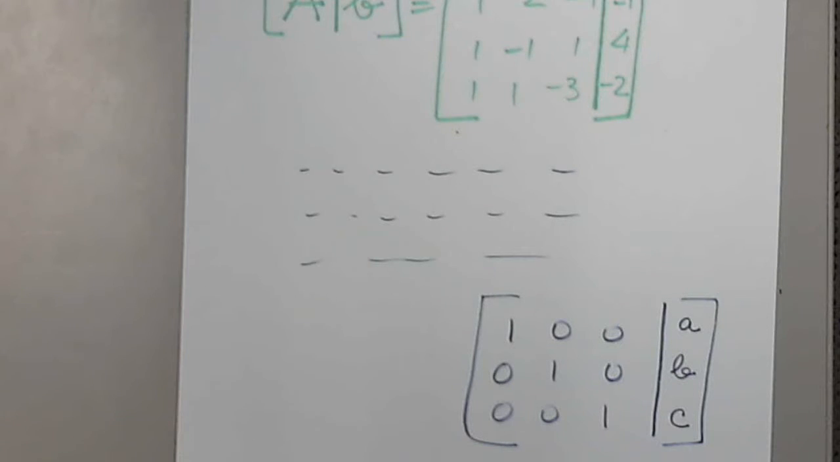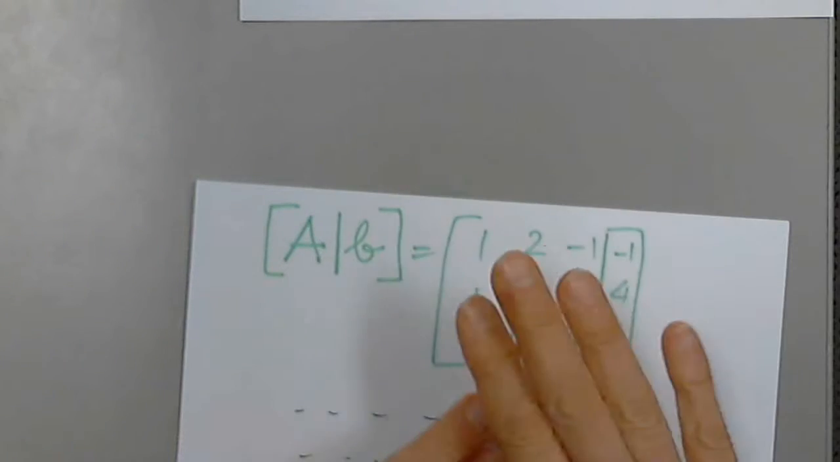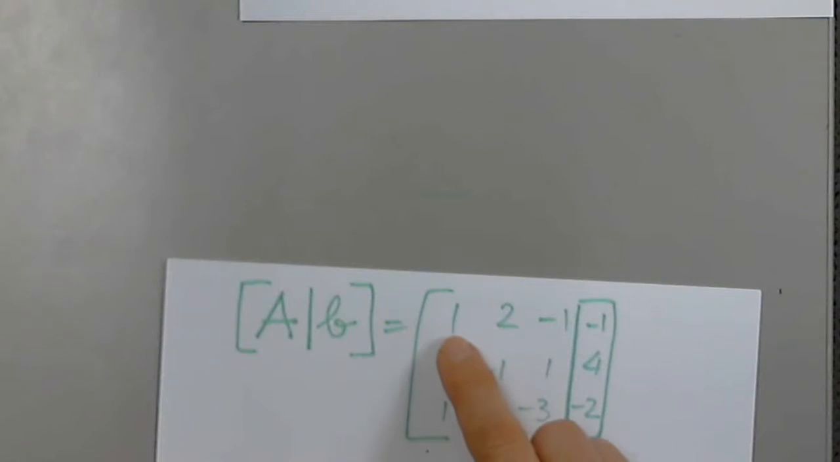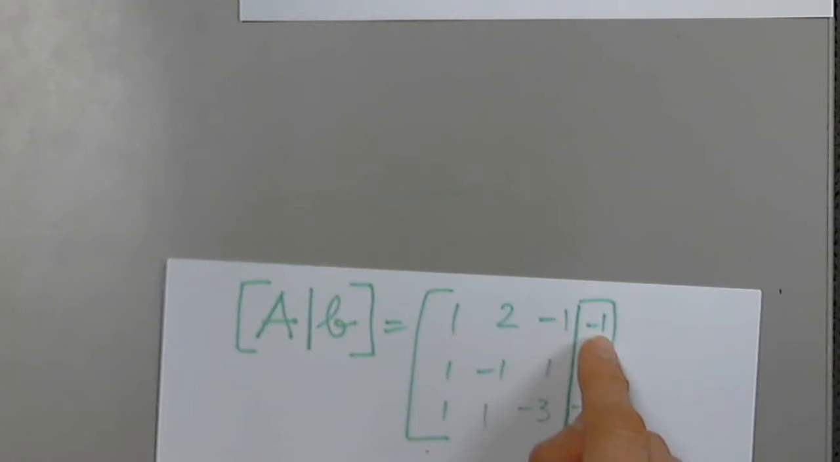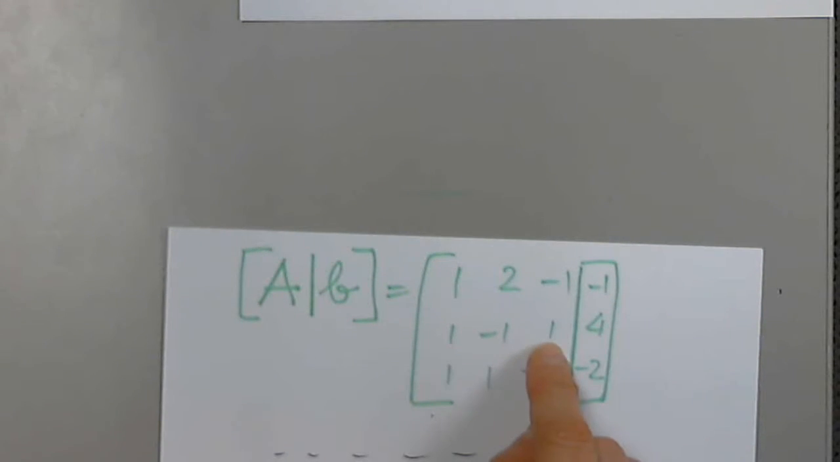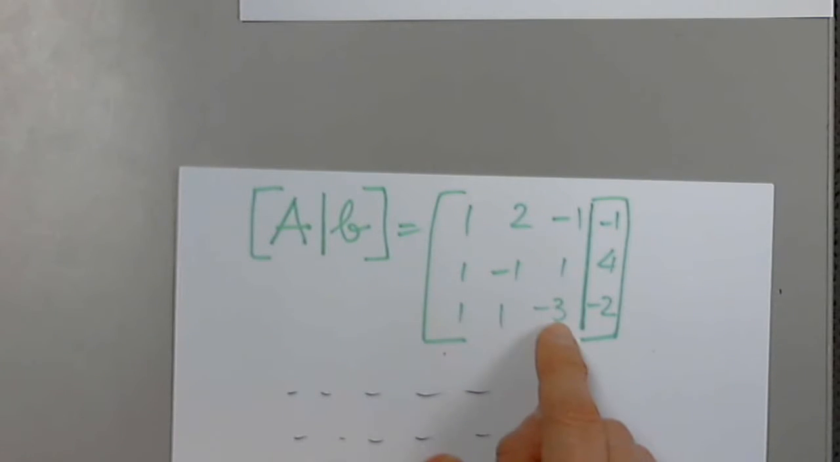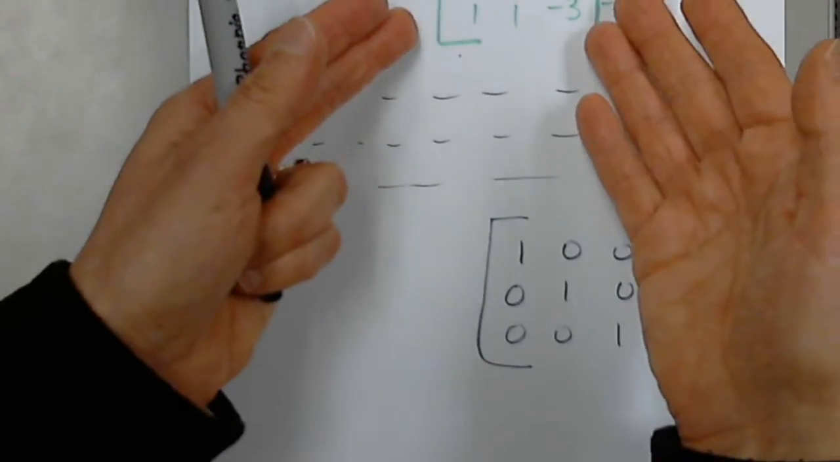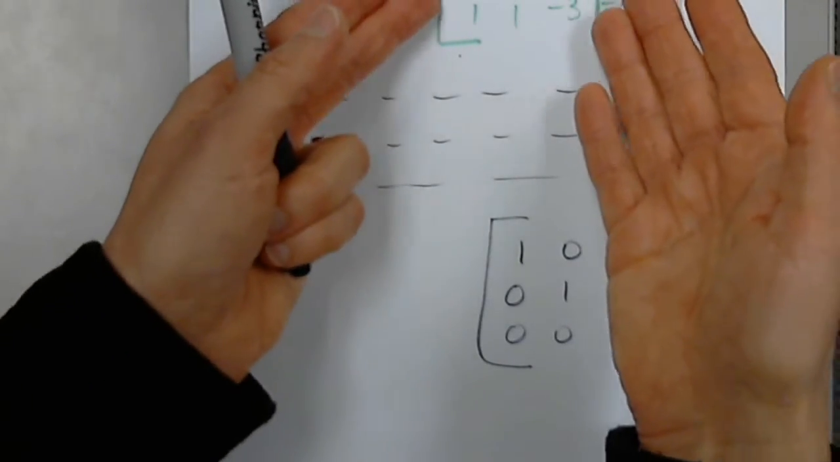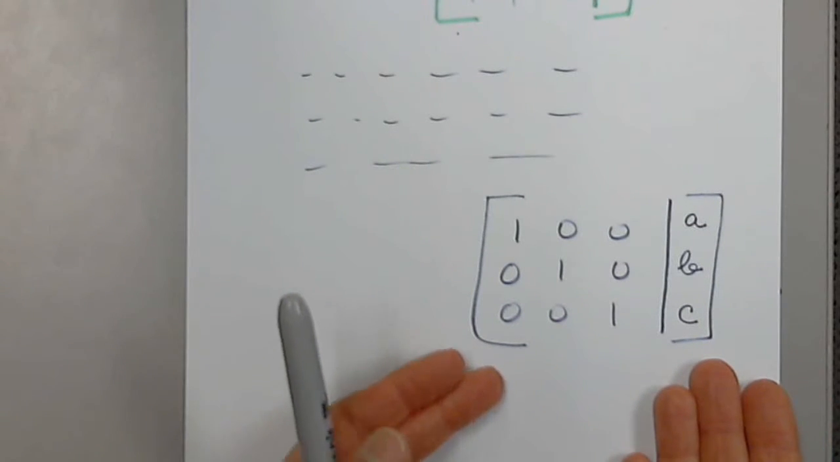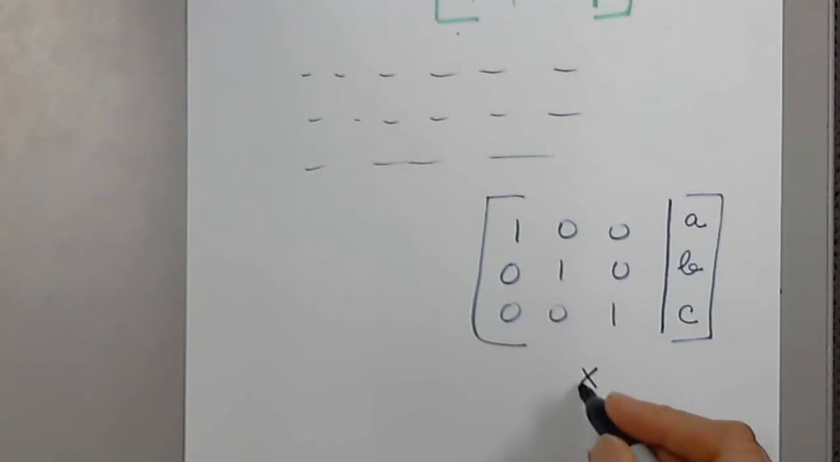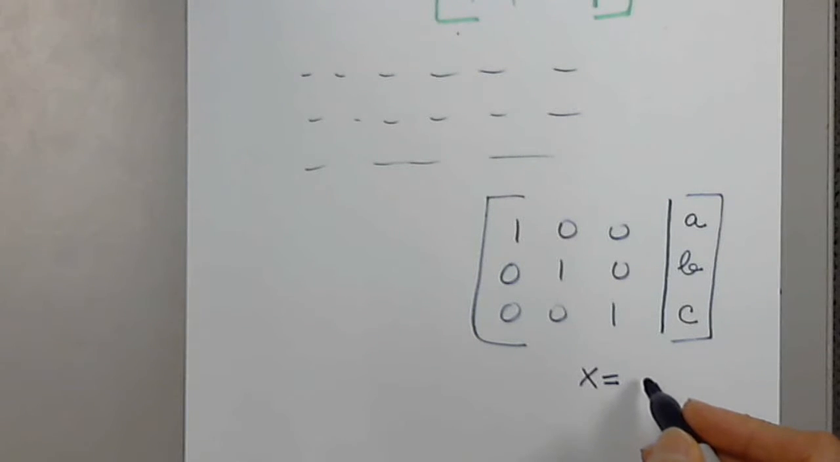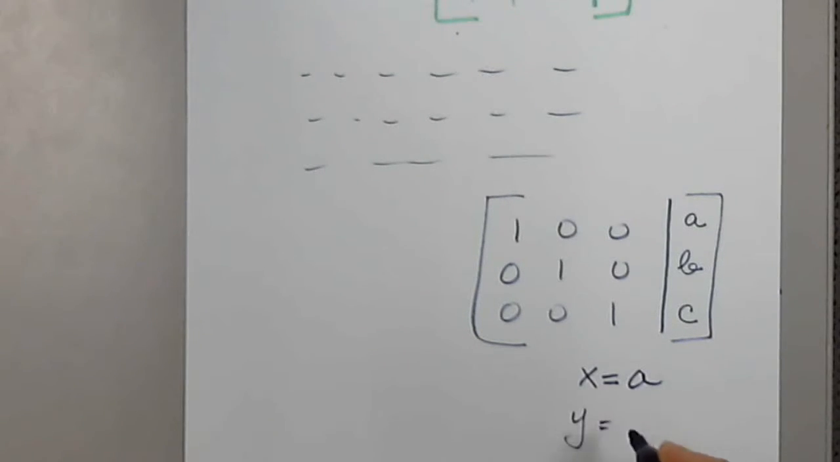Let's look at what this one says. Don't say anything just yet. This says x plus 2y minus z equals negative 1. x minus y plus z equals 4. x plus y minus 3z equals negative 2. So stay with me now. Assuming I show you that this can be changed into this, I'm asking you now, how much is x? How much is y? How much is z?